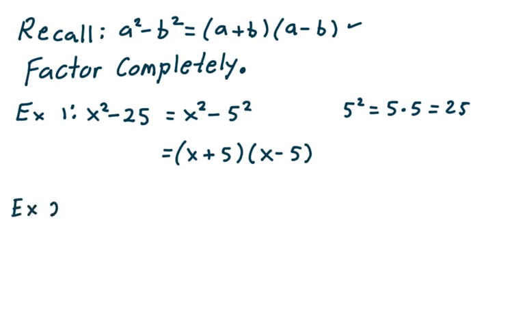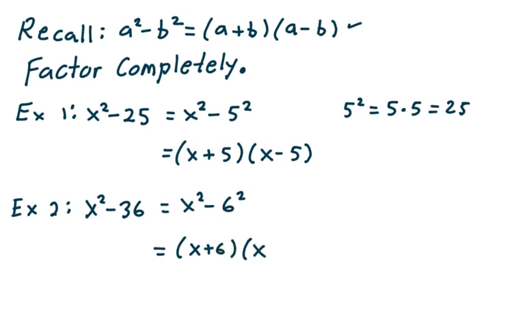Let's take a look at example 2. Suppose we had x squared minus 36. Now we could write this as x squared minus 6 squared. Following again the pattern, we write this as x plus 6 times x minus 6.